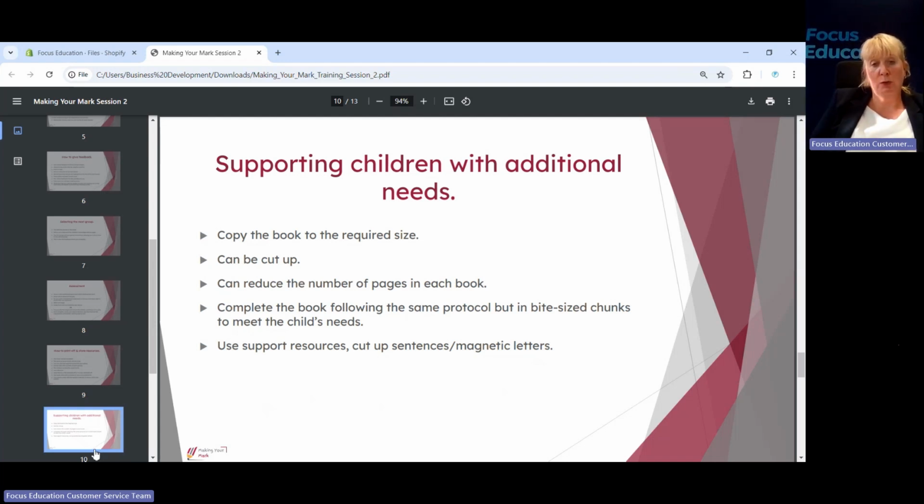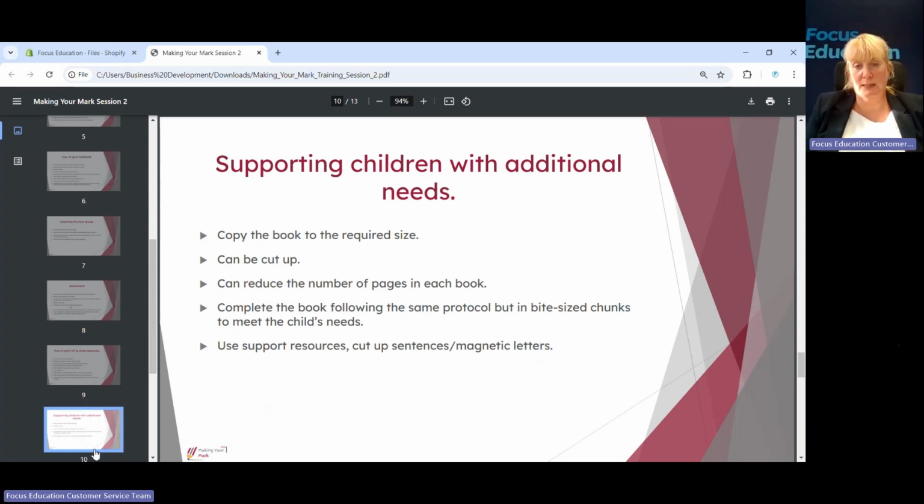The books, because they're photocopyable, you can copy them to the required size that you need, whether that be you enlarge them or you reduce them in size. You can add pages, you can take pages out. It might be that for some children, they can only cope with the book if it's got 3 or 4 pages in it. Because it's on paper, if it supports the children's learning, then the sentence can be cut up.